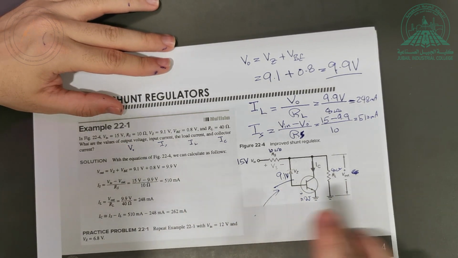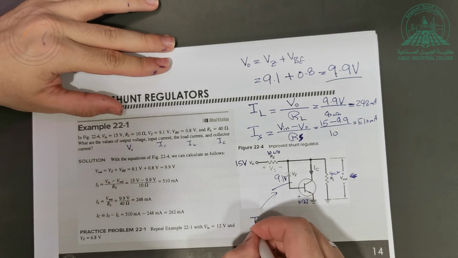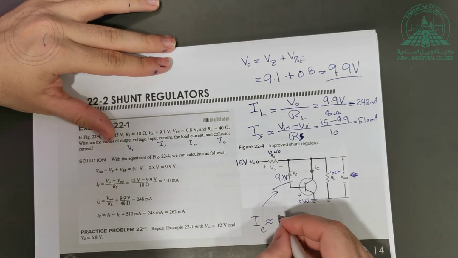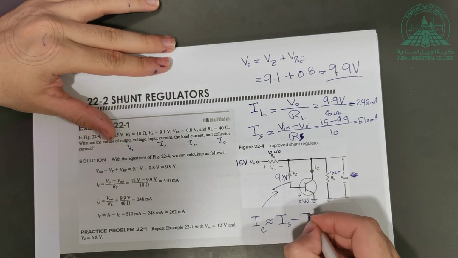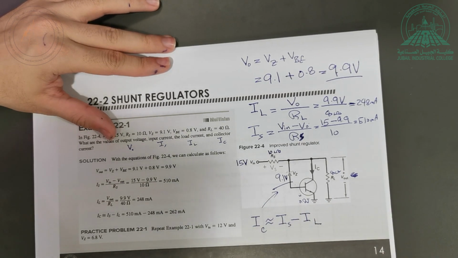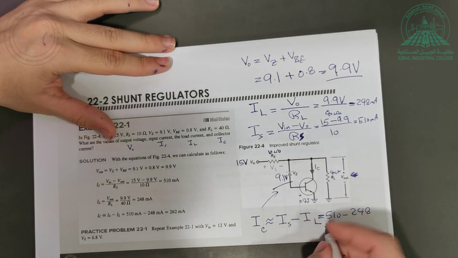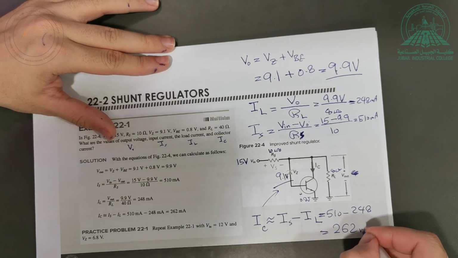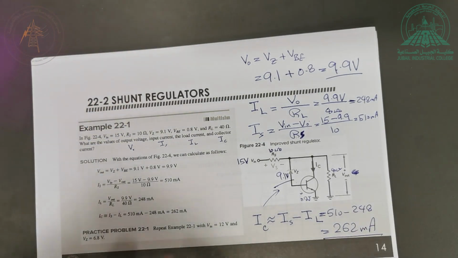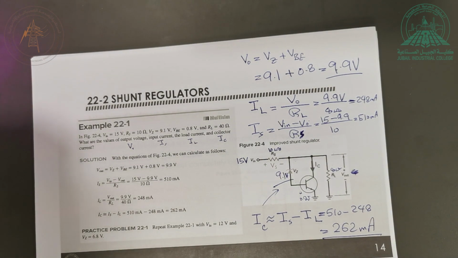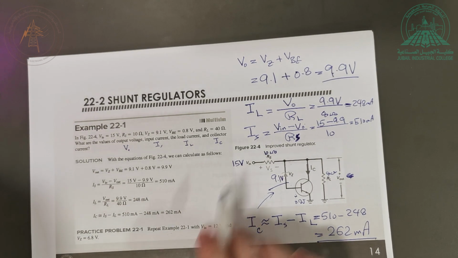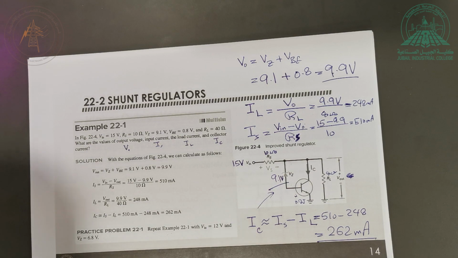Let's do IC here. What is the approximated value of IC? Approximately IC is equal to IS minus IL. So 510 minus 248, we get 262 milliampere. Now he's giving you a practice problem. Try to repeat this problem by changing Vn to 12 volt and Vz to 6.8 and see what the new values are. Same requirements.